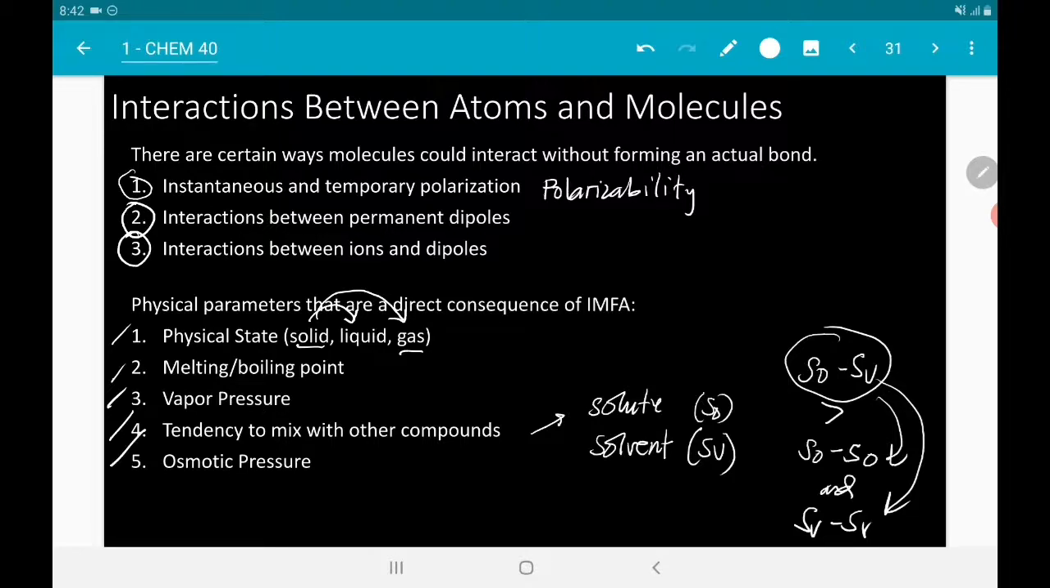Osmotic pressure. So, osmotic pressure is not like vapor pressure. Osmotic pressure is like a transfer of solvent from one phase to another, or from one system to another, through a semi-permeable membrane. The osmotic pressure increases because of the pressure the solvent exerts on the semi-permeable membrane. So, it prefers to enter the other system. So, your IMFA must be high for that to happen. Okay? So, IMFA is greater if the osmotic pressure is observed to be greater. So, that's the idea here.